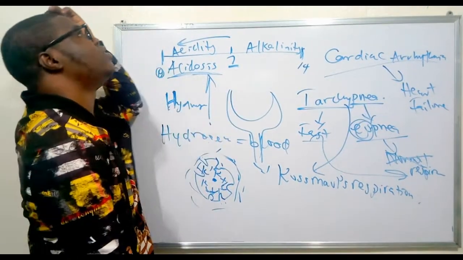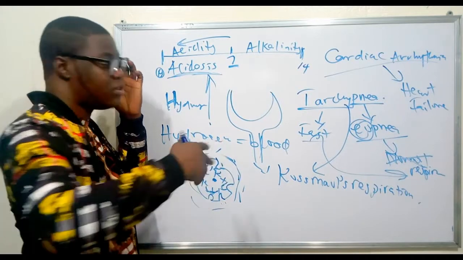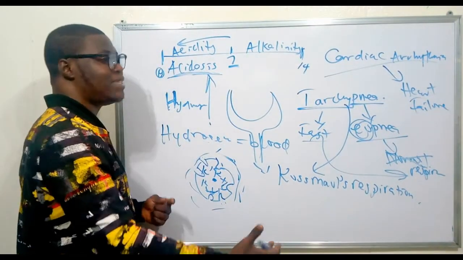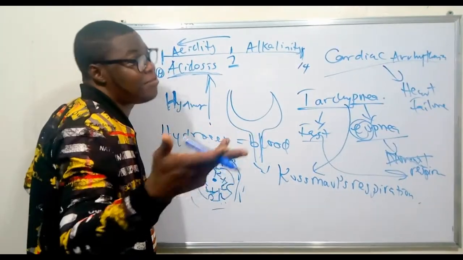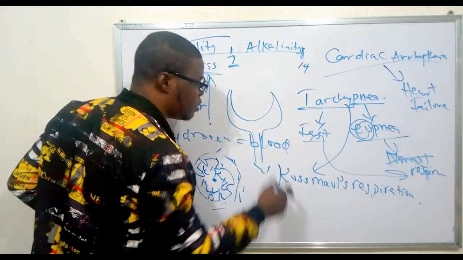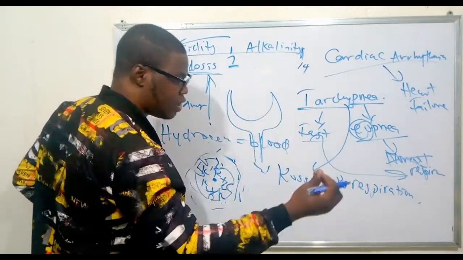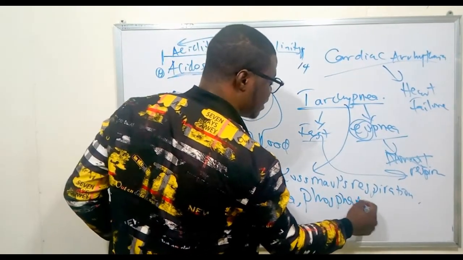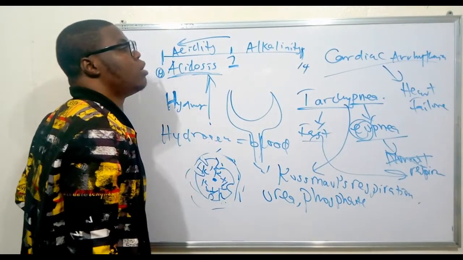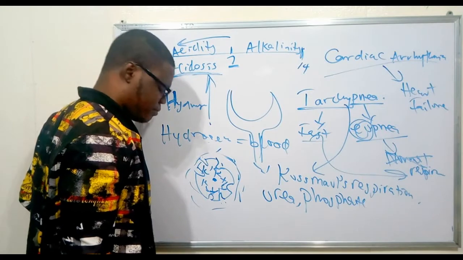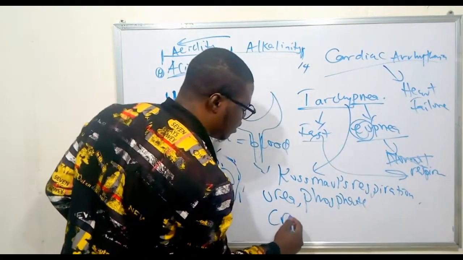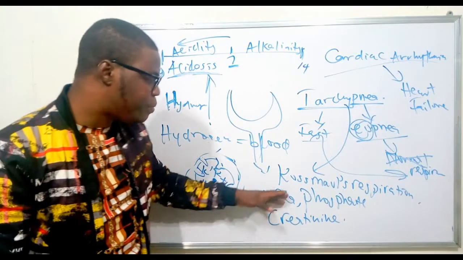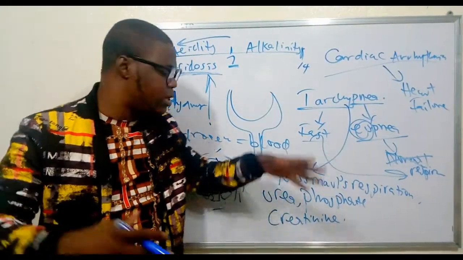So talking about the deposition of phosphate and urea, other things that are going to be retained within the body. The person will have sodium retention, hydrogen retention, water retention, potassium retention, urea retention, then phosphate as well, and then there is still one important component to talk about, that is the creatinine.